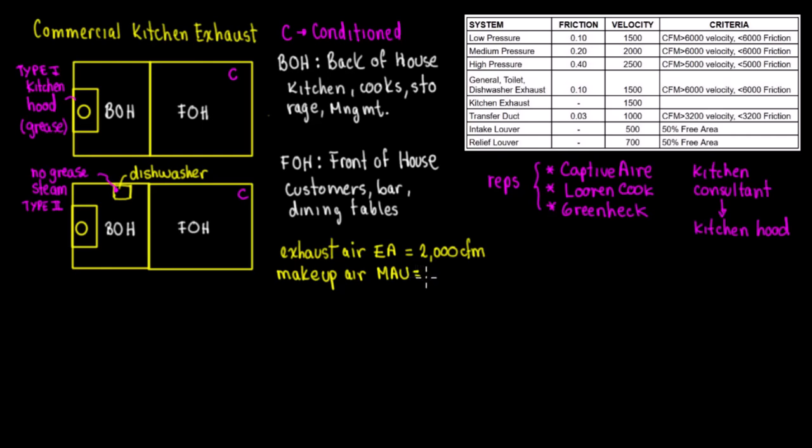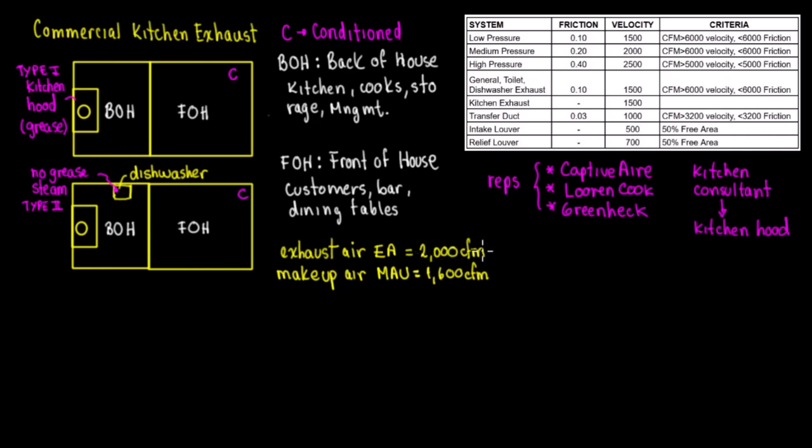But how do you provide that makeup air unit? Usually a rule of thumb is the makeup air unit has to be at least 80% of the exhaust. So if it's 2000, what is 80% of that? It's going to be 1600. So I'm going to put my makeup air unit should be 1600 CFM.